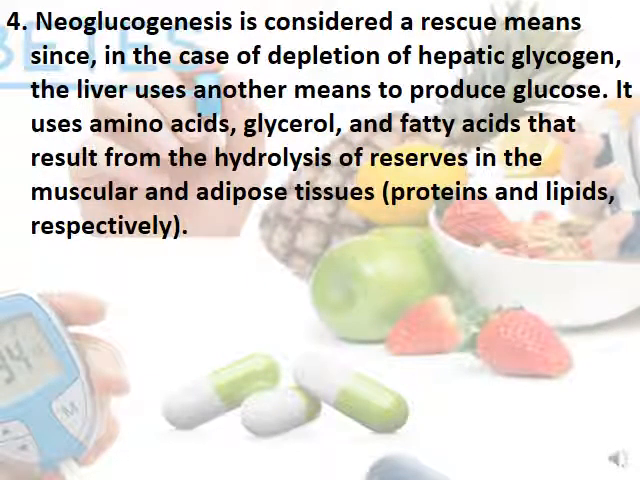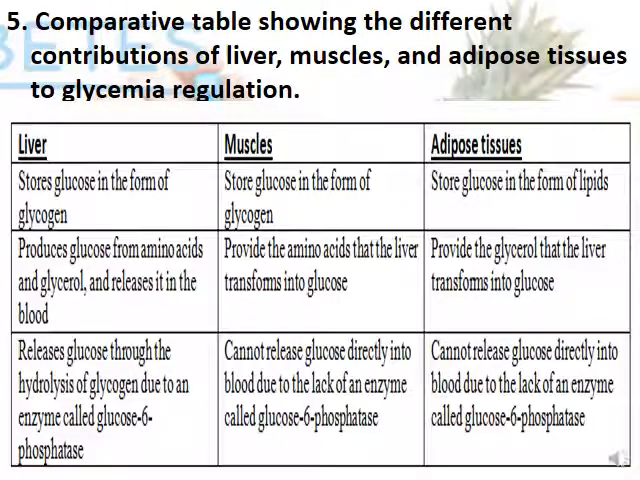Neoglucogenesis is considered as a rescue. It means that in the case of depletion of hepatic glycogen, we don't have glycogen, so the liver uses another source or another means to produce glucose. It uses fatty acid, glycerol, amino acids that result from the hydrolysis in the reserve of muscular and adipose tissues, amino acids from proteins and fatty acid, glycerol from lipids respectively.